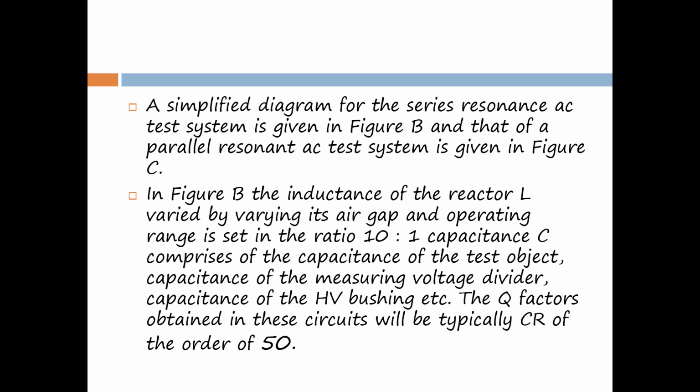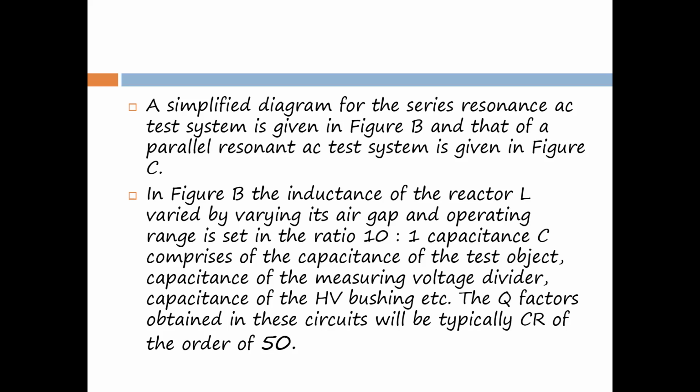comprising of the capacitance of the test object, capacitance of the measuring voltage divider, and the capacitance of high voltage bushing unit. The Q factors obtained in this circuit will be typically of the order of 50. What is the Q factor? You are well known with that one, it is the quality factor. Its value is going to be 50, 100.